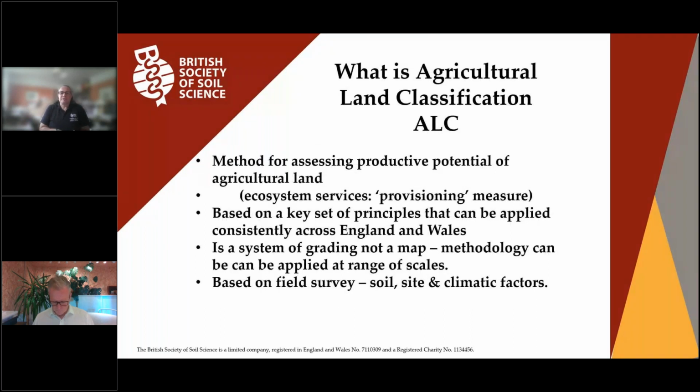So what is agricultural land classification, or ALC as we commonly know it? It's a method for assessing the productive potential of agricultural land, and in ecosystem services that might be known as the provisioning measure. It's based on a key set of principles that's applied consistently across England and Wales, so it doesn't matter where you are in the country, the grade that you allocate the land would have the same meaning as it would in another part of the country. You need to recognise that it's not a map, although the maps are a product, it's a system, and the methodology can be applied at a variety of scales, and so you'll see different scaled maps showing ALC grades.